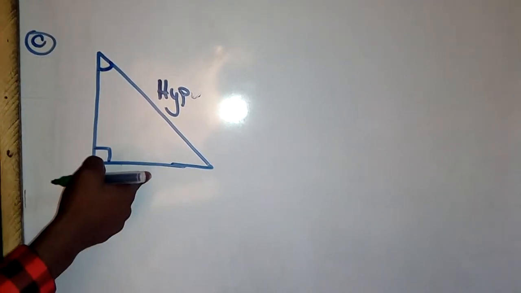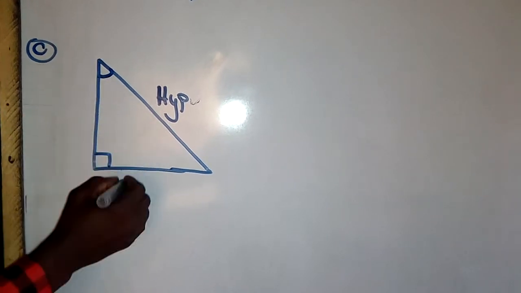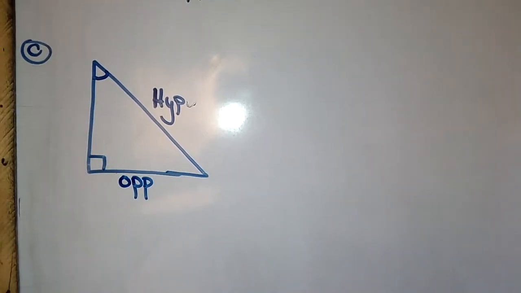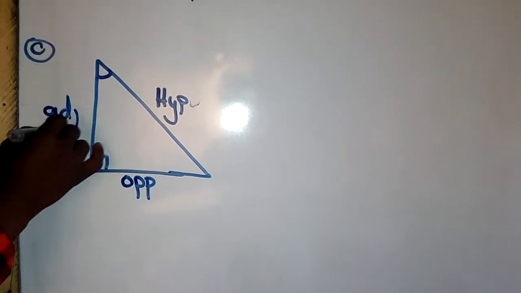Then the side which is facing the angle that you are given, we name it the opposite side. While the other will remain what? The adjacent.